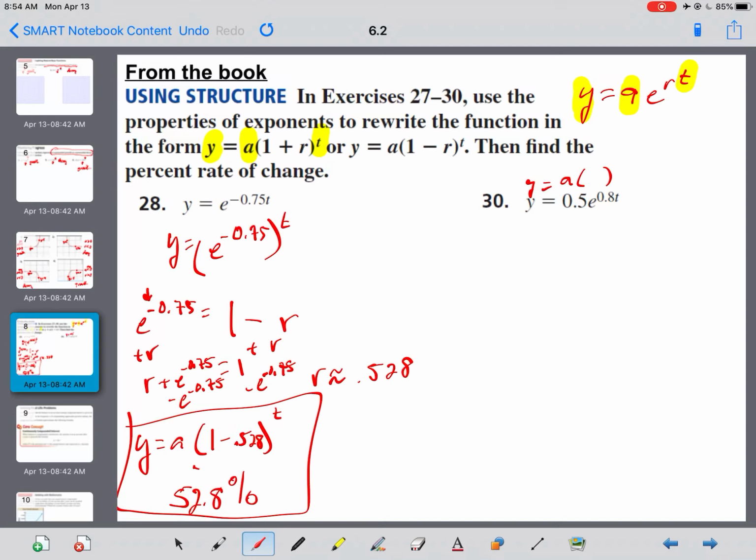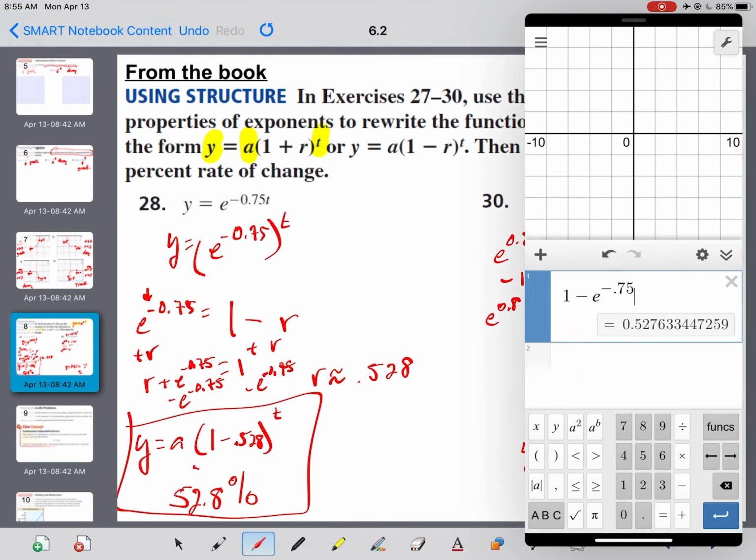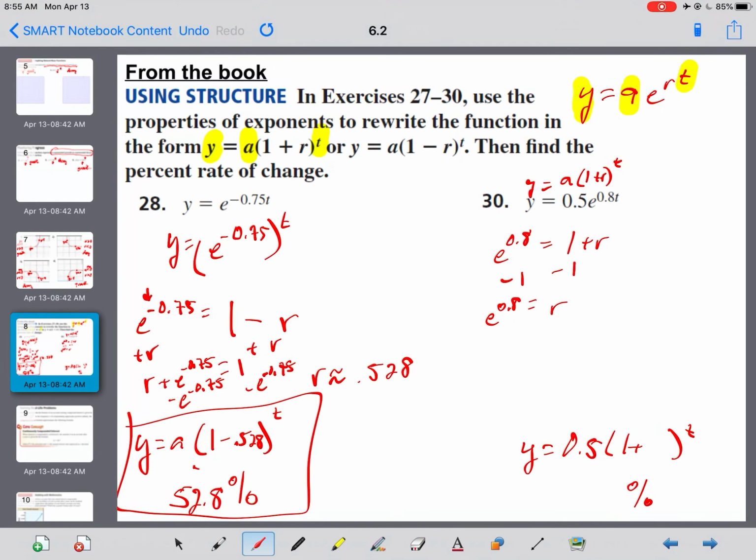So let's look at 30. We got a y, we got an a, we got a 1, this time it's a plus r, and then we got a to the t. So down here in my answer, y equals 0.5 times 1 plus something to the t, and we need a percentage. We just have to figure out what r is. Well, e to the 0.8 should equal 1 plus r. This time I'm just going to subtract 1. e to 0.8 equals r. Sorry, should be a minus 1 on there.